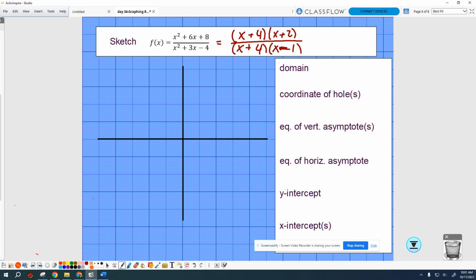Vanessa, what does that make the domain? What values do I immediately need to throw out? So negative infinity to -4, and then -4 to 1, and then 1 to positive infinity. Perfect. The next thing, Monica, that we look for are the equations of the holes. What is the x value where the hole is going to be?